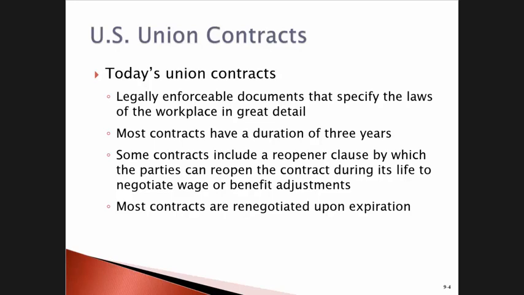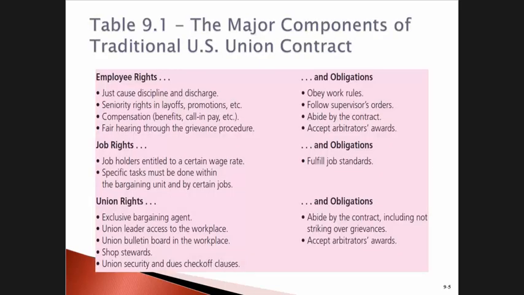Most contracts have a duration of 3 years, as we've discussed before. Some contracts include a reopener clause, which means that we can reopen negotiations if there's something that's changed significantly and the parties feel like they need to sit down and renegotiate a contract inside the term of the contract. Most contracts are not renegotiated until the contract is reaching expiration. So what kinds of things can we find in a contract?